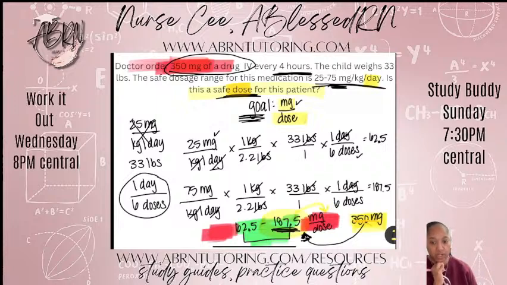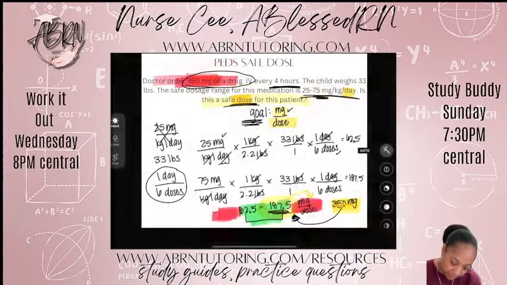So what you do is pediatric safe dose. If it's asking you to find if a dose is safe, you find what your safe zone is. Then you take your order and you see, does it fit in the red zone where it's less than or more than what's safe, or does it fit in between those two numbers that we found in our calculations? That's it. Yep. All right. Moving on.